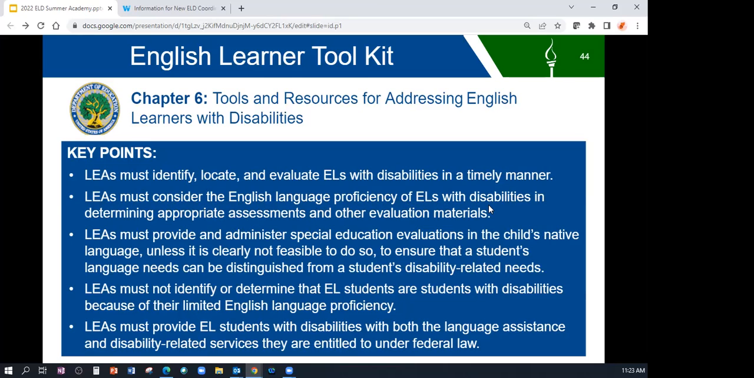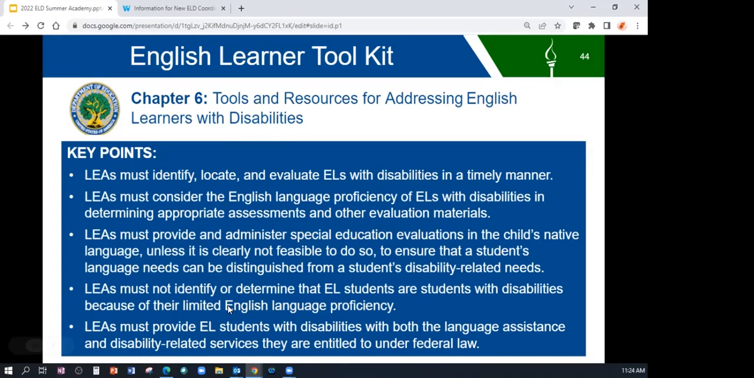You have to consider the proficiency of ELs with disabilities to determine assessments and evaluation materials. So any assessments you need to make, you have the alternative assessments available for English learners as well. You have the ability to give some assessments in the student's native language unless it's clearly not feasible to do so. You cannot identify or determine that English learners are students with disabilities because of their limited English proficiency. Being limited English does not make them a special ed student.